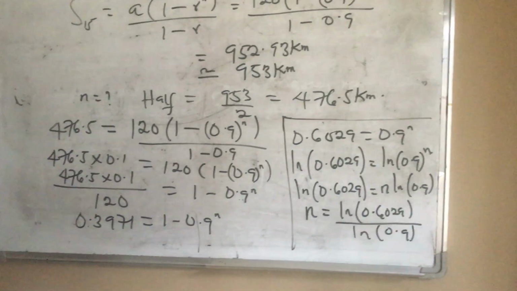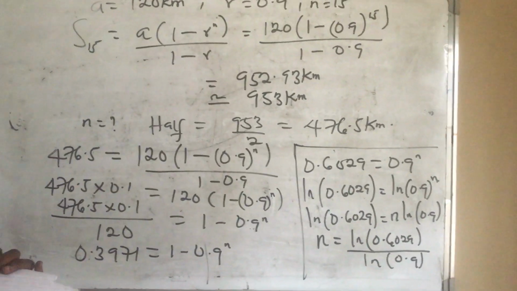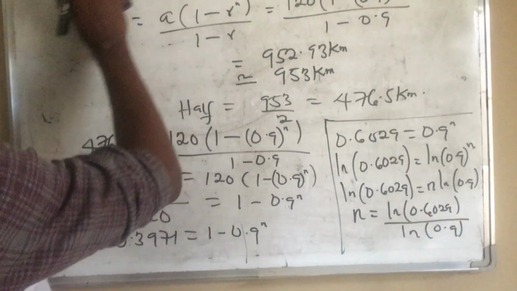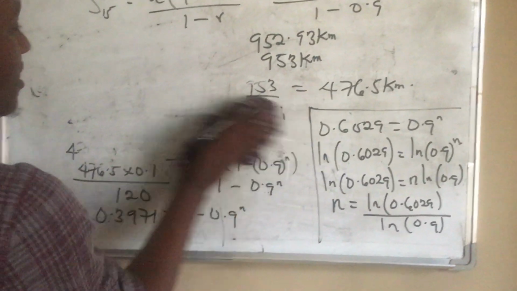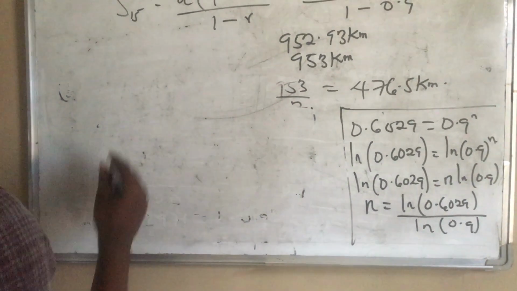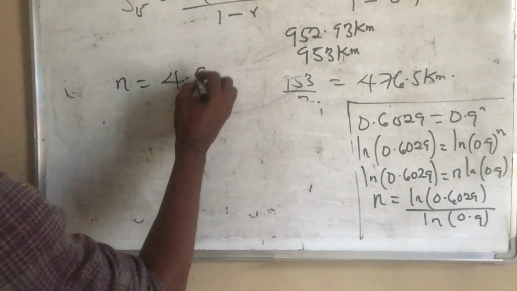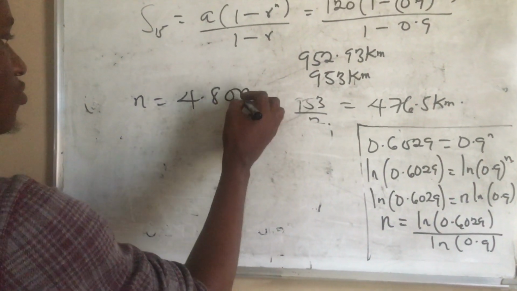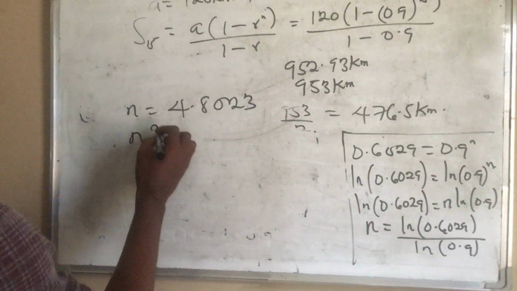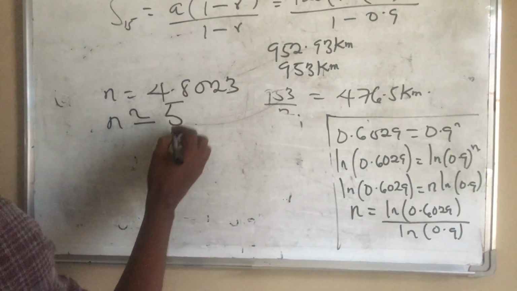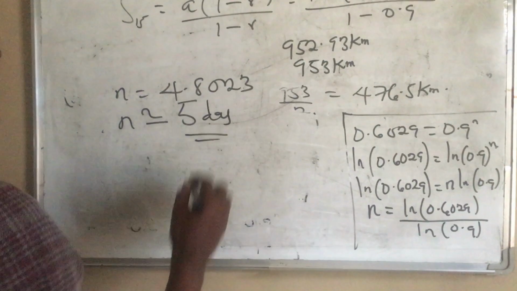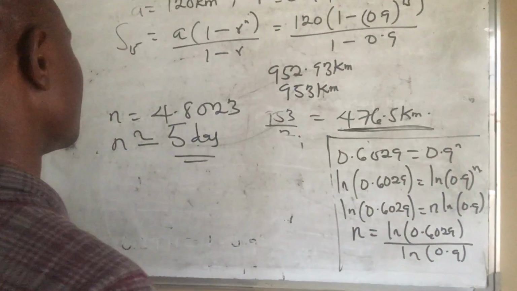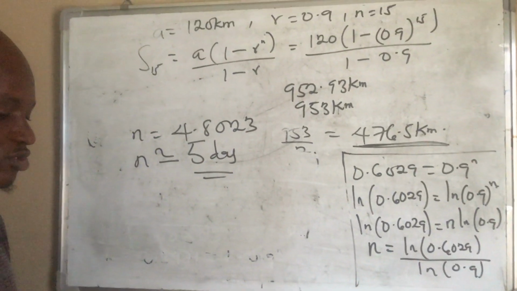Now if we punch our calculator for this, you will see that our n will be approximately 4.8 something. Let me check my calculator, 4.8023. So our n here is approximately equal to 5. That means in 5 days, we have this distance. That is the solution to the question.